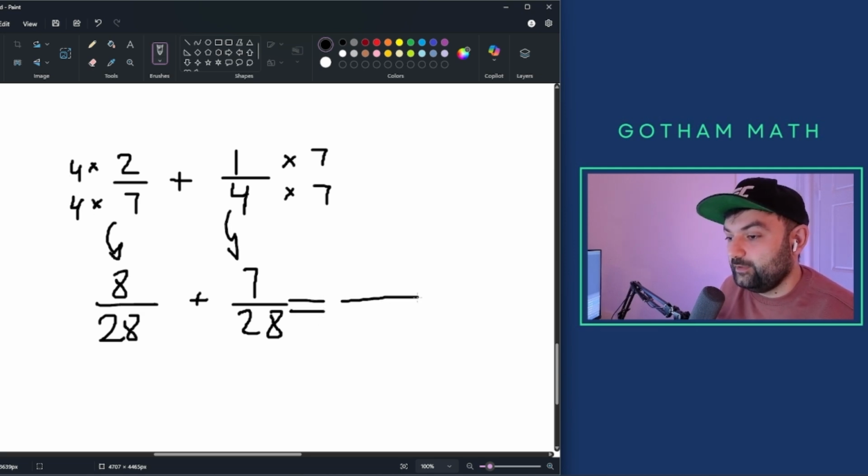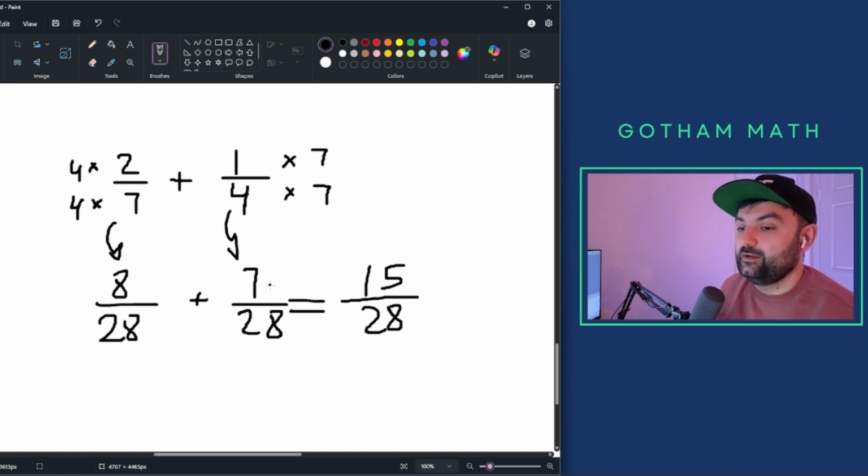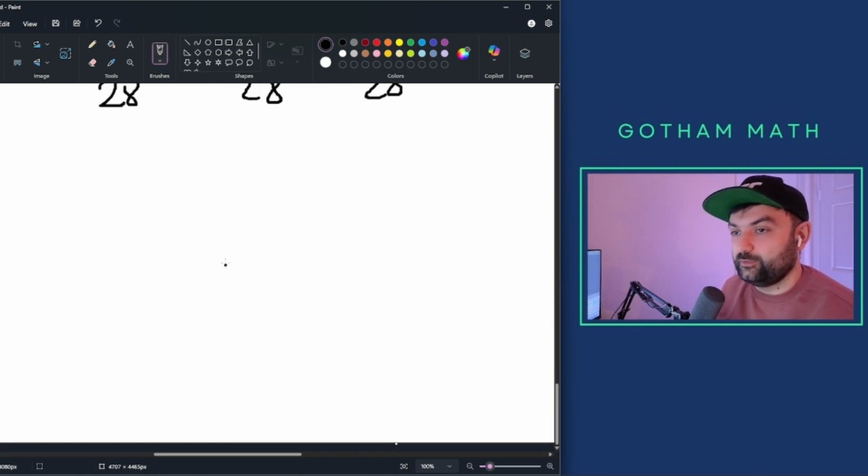So now all you have to do is just add 8 plus 7. 15. And you keep the 28. Boom. And that's the correct answer. This is it. So I'm going to do another example with subtraction, because subtraction is the same thing. The same rules apply to subtraction. When you do addition and you do subtraction, you do the same thing.